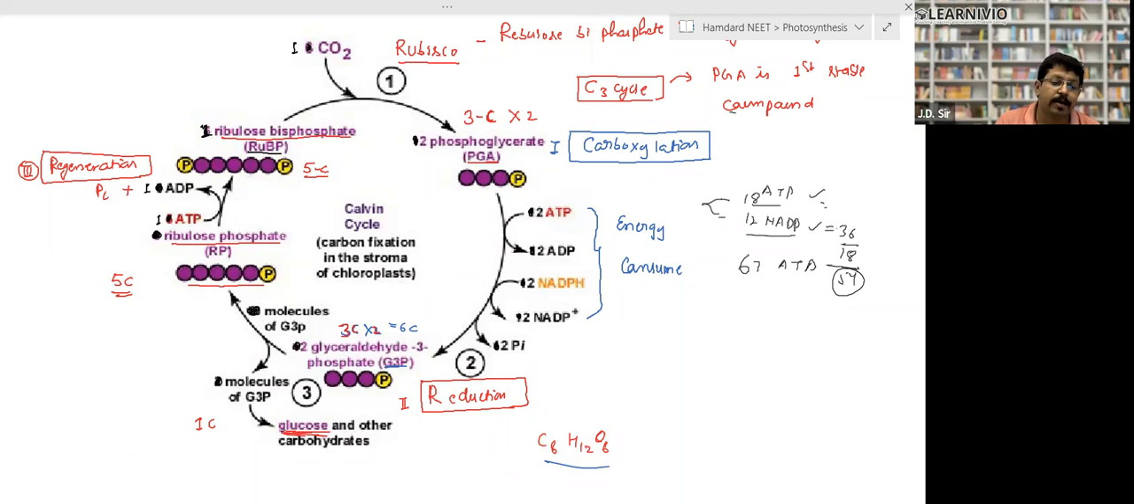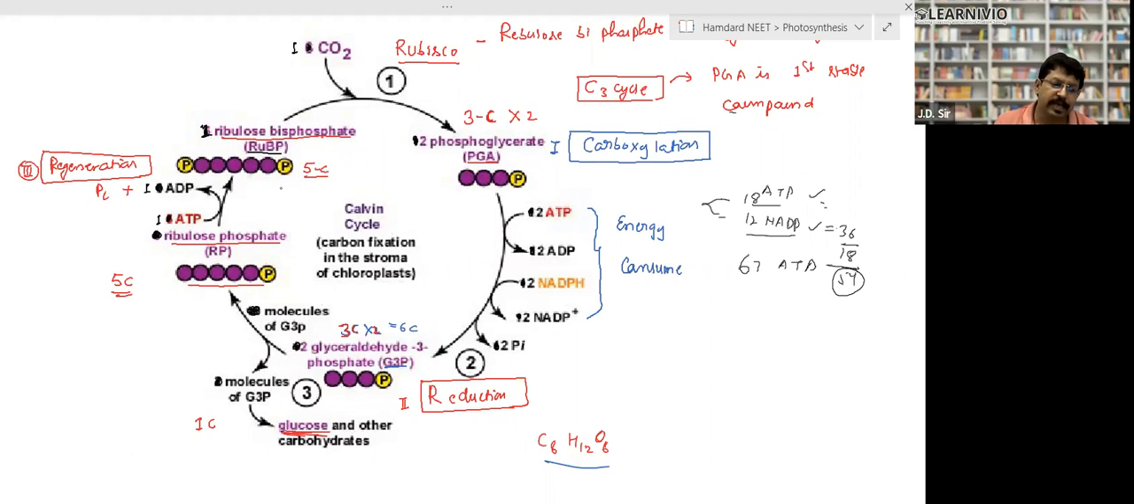We call that ribulose phosphate, RP, right? Not biphosphate, ribulose phosphate. You can see that it has a purple-colored 5-carbon atom and 1 phosphate. We call it ribulose phosphate. Again here, ATP breaks down into ADP, meaning energy is released, and along with the energy, a phosphate is released. This phosphate combines with the ribulose phosphate, and due to this, formation of ribulose biphosphate takes place. This is called the regeneration process.